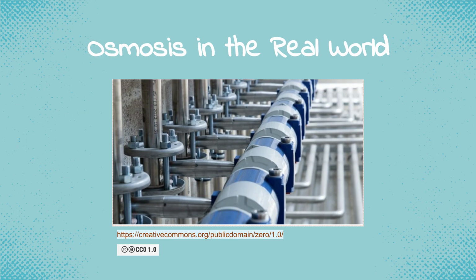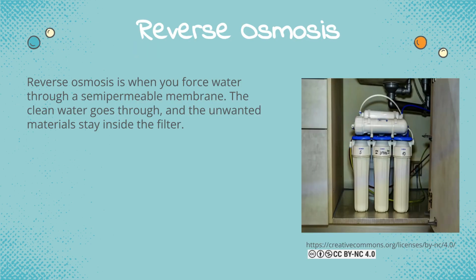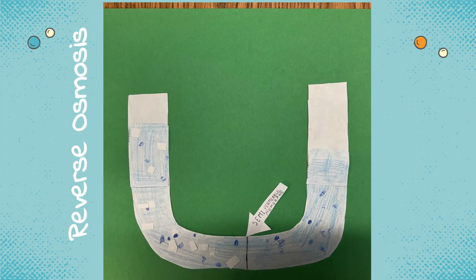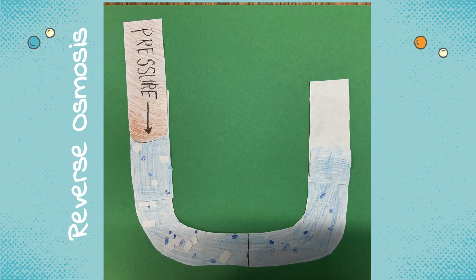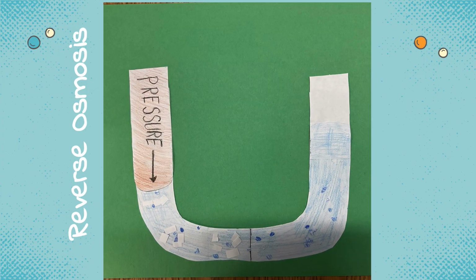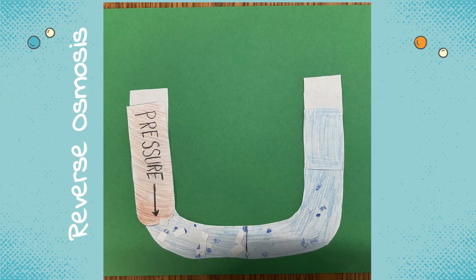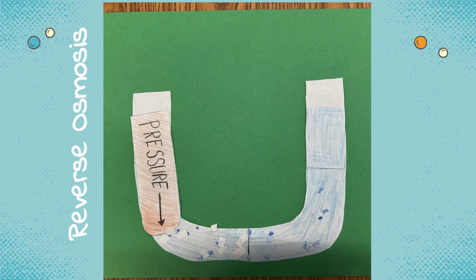Osmosis in the real world. Reverse osmosis is when you force water through a semi-permeable membrane. The clean water goes through, and the unwanted materials stay inside the filter. To explain reverse osmosis, we have to remember our previous setup, with salt molecules on the left of the U-tube, pure water on the right, and a semi-permeable membrane dividing them. If we apply pressure on the left, pushing the water molecules through the semi-permeable membrane but trapping the salt molecules, we'll get all pure water on the right, ready for drinking.